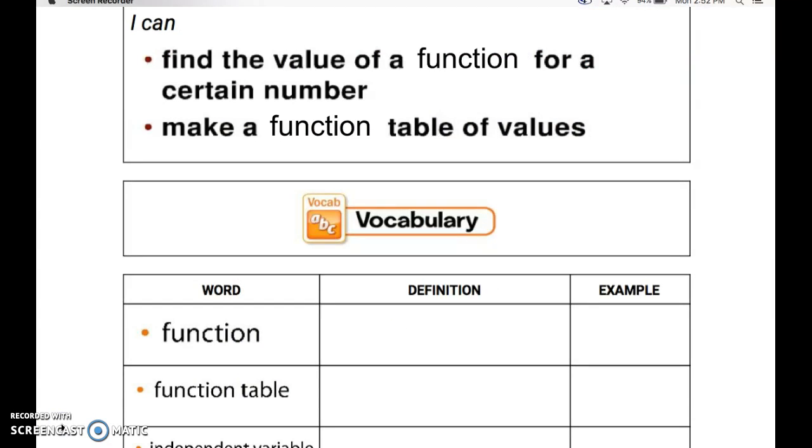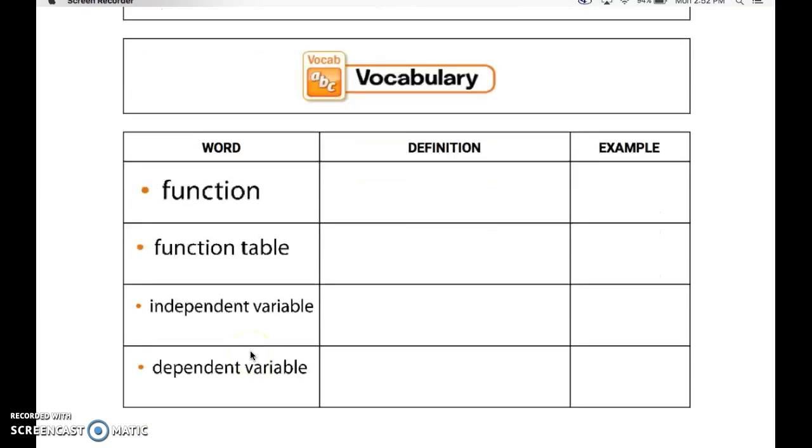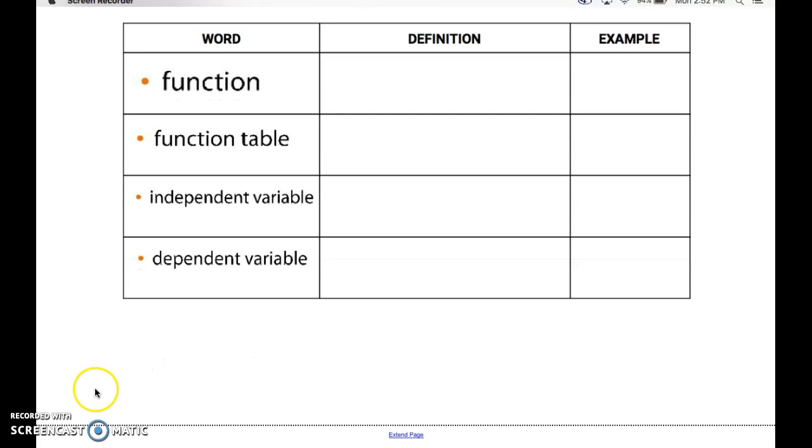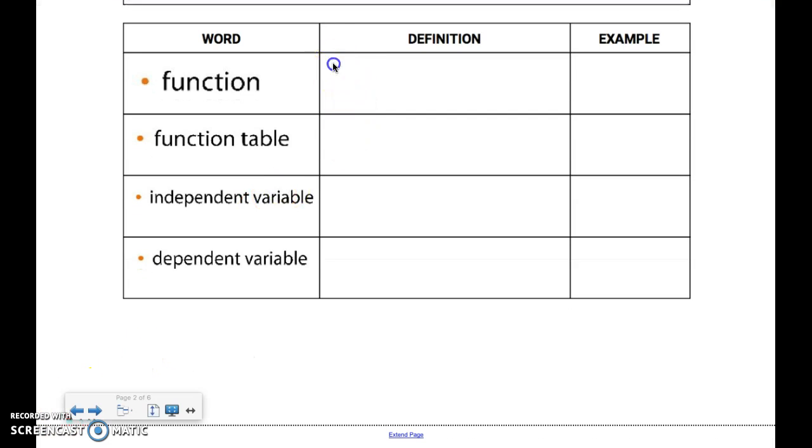So our I can statement for the day is that I can find the value of a function for a certain number, and I can make a function table of values. We're going to be doing both of those things. And you'll see that the first 2 lessons especially kind of lead into this, and then we can kind of see how these apply to different areas of mathematics. First of all, let's take a look at some definitions. First, what exactly is a function?